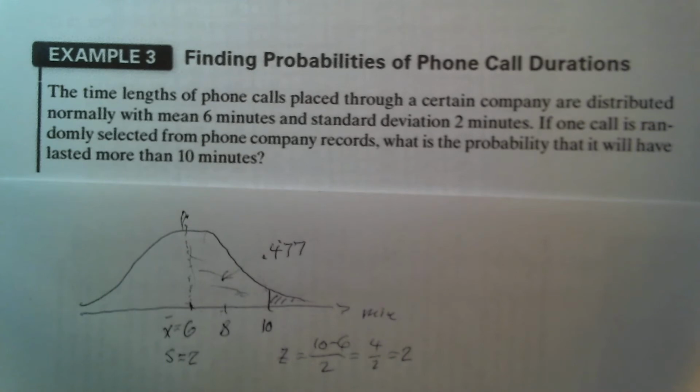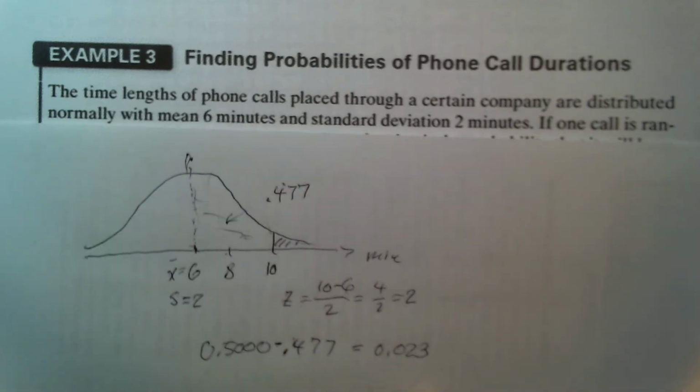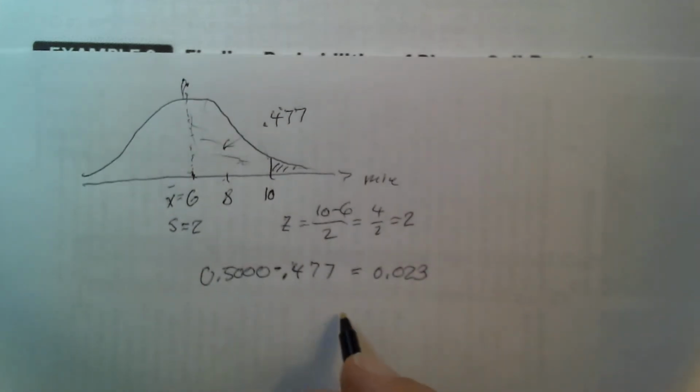So in other words, there's 0.023. That's the probability that a phone call will last more than 10 minutes. In percent, of course, it would be 2.3%.